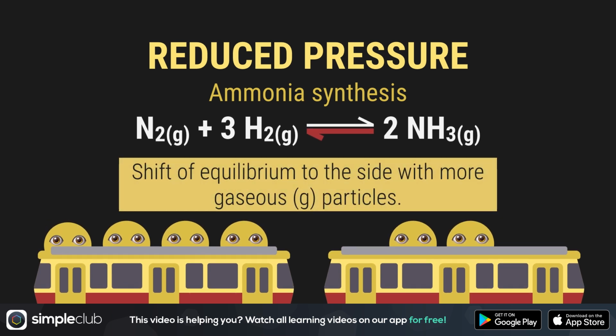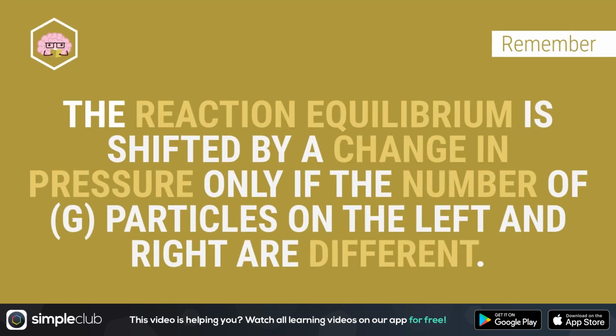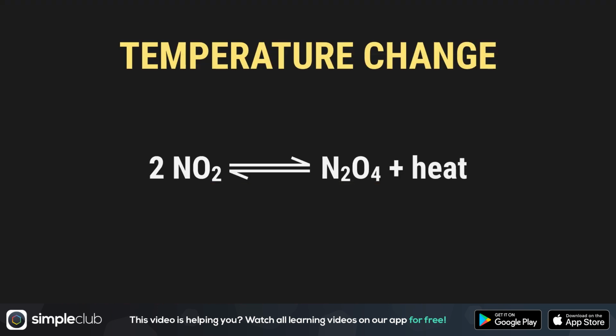For change in pressure, remember, a change in pressure only causes the reaction equilibrium to shift if you have different amounts of gas particles on the left and right side. But there are other ways to change the equilibrium. For example, by changing the temperature. Here, you've got a reaction of 2 nitrogen dioxide to dinitrogen tetroxide.